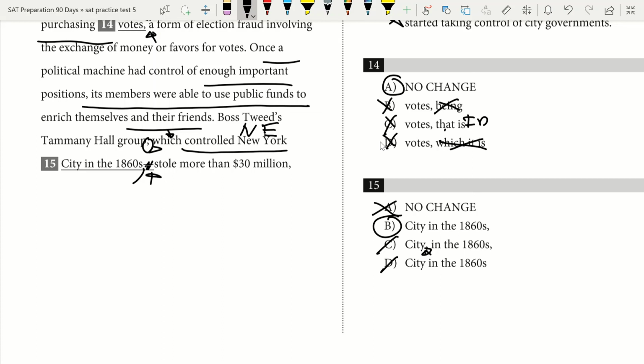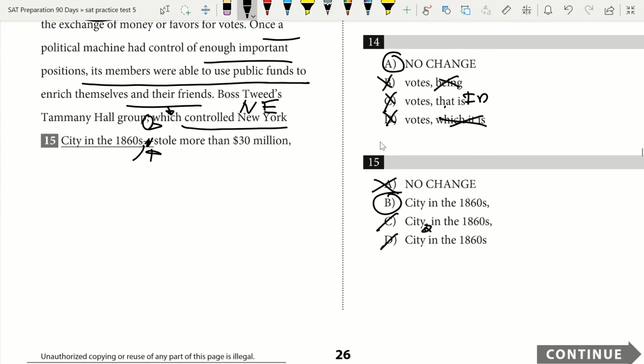All right, so as far as how I knew it was non-essential, because if I took it out, I read Boss Tweed's Tammany Hall Group stole more than 30 million. Okay, that's a sentence on its own, so we know it's not essential. We know we have to have a comma after 1860s. Okay, we wouldn't put a comma after city because there's no reason to. That's just unnecessary. So 15, answer there is going to be B.